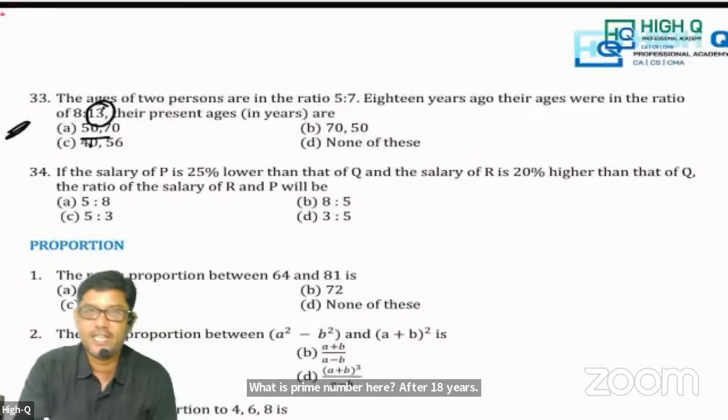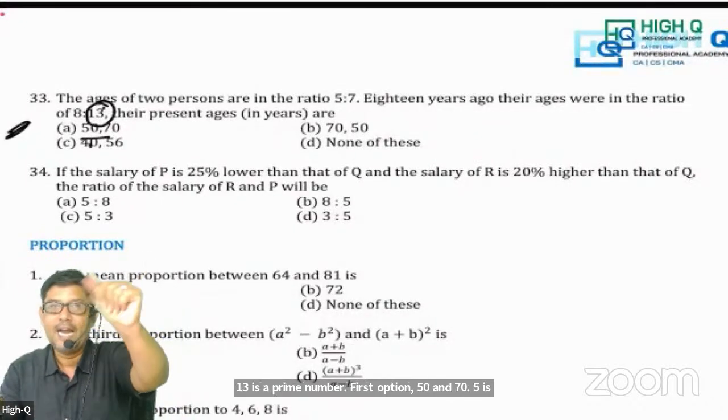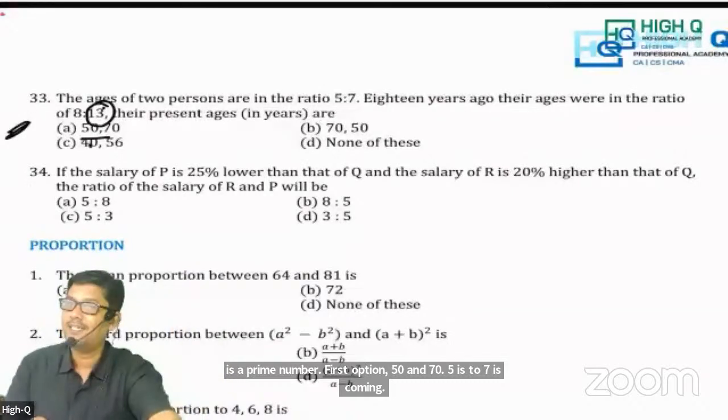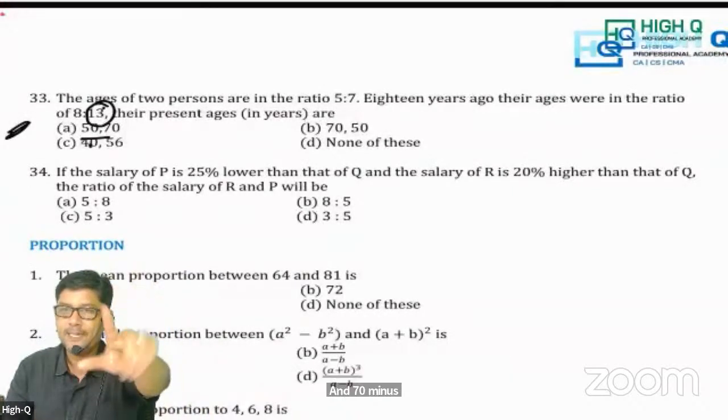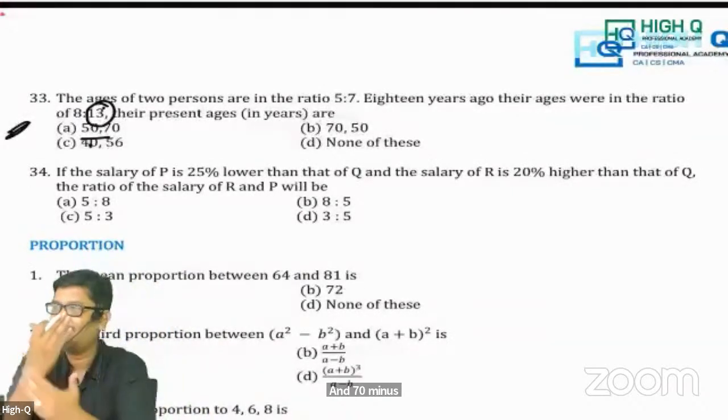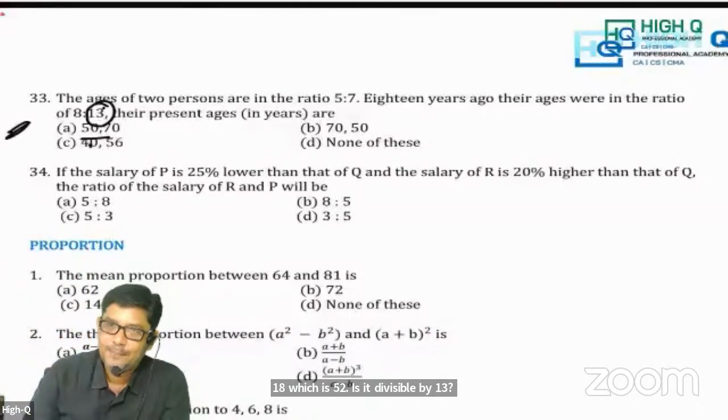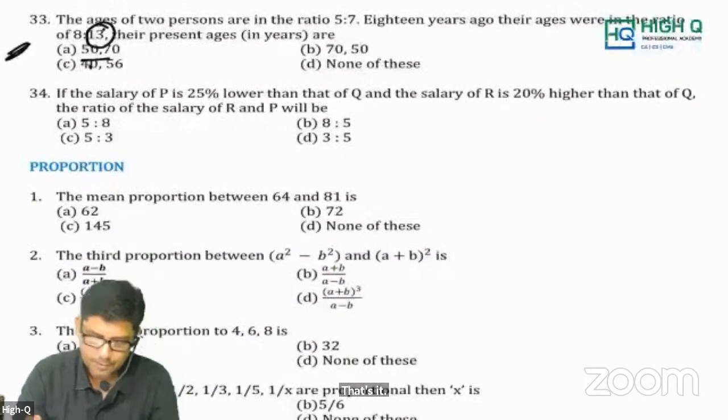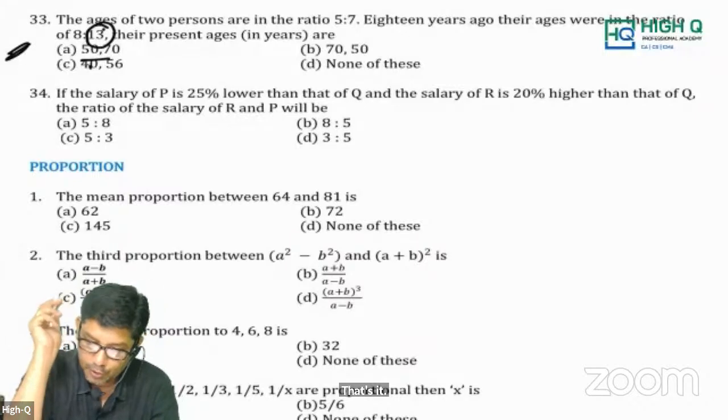First option, 50 and 70. 5 is to 7 is coming. And 70 minus 18 is 52. Is it divisible by 13? That's it. Correct? That's it. Over. Answer. Next.